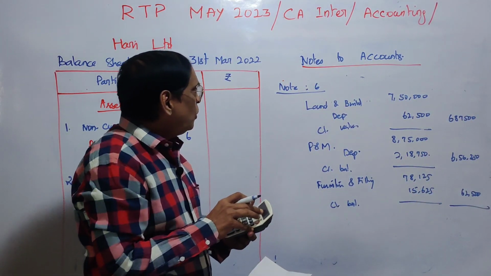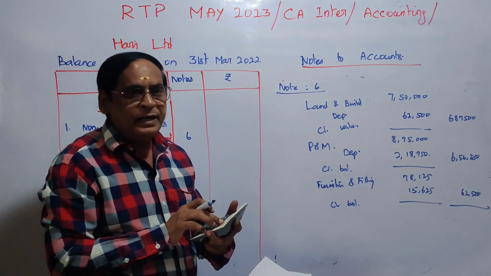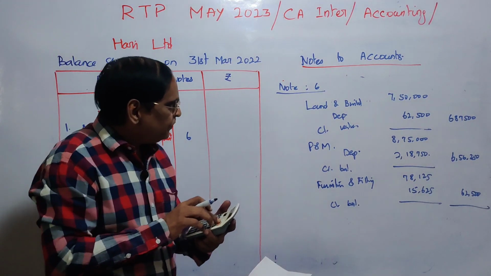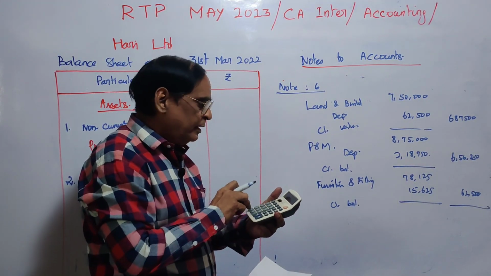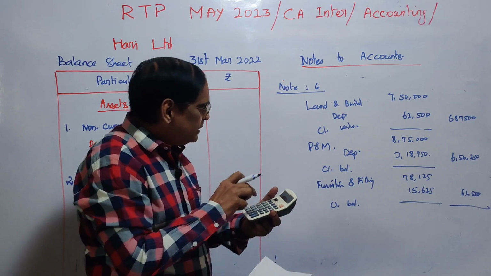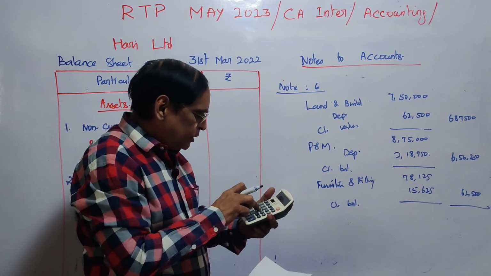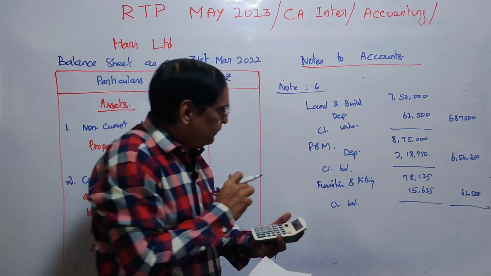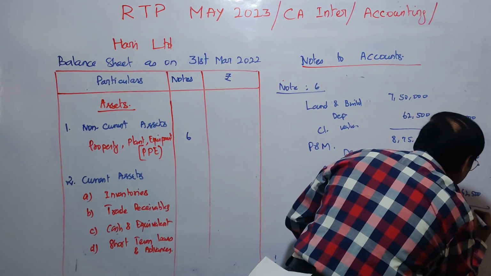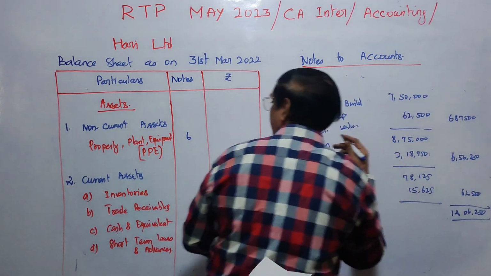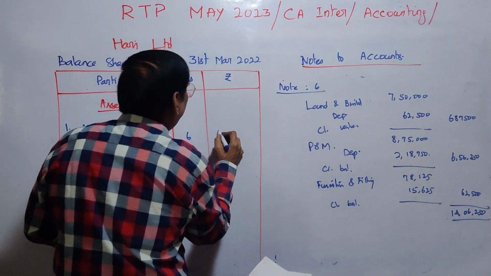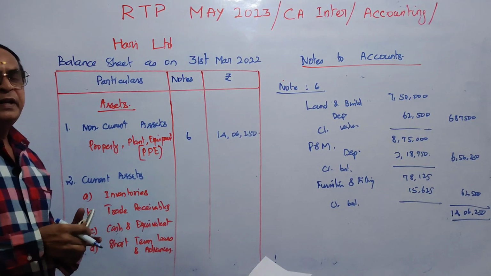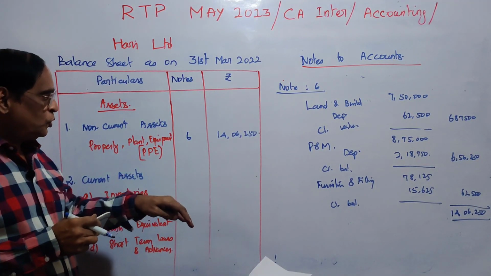If we add these, that is the total value of PPE, property, plant and equipment. So 6,87,500 plus 6,56,250 plus 62,500 is 14,06,250. It should come in note 6, 14,06,250. And then inventory. In inventory, there is raw material and finished goods.